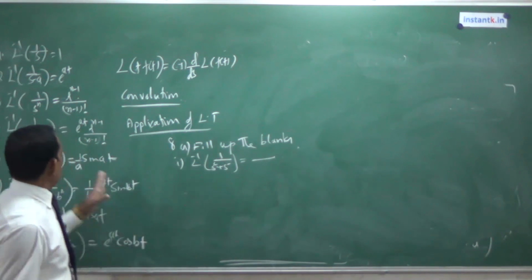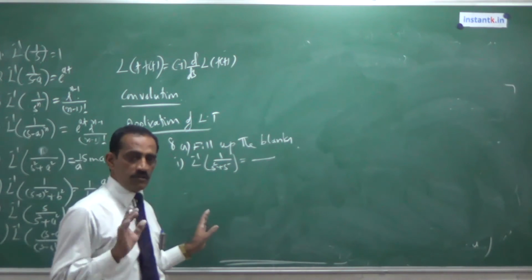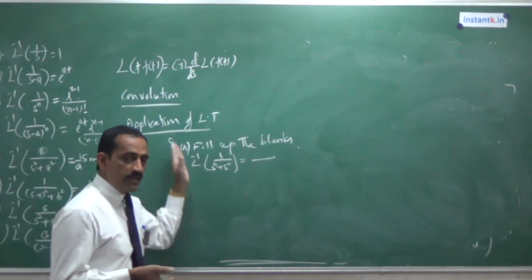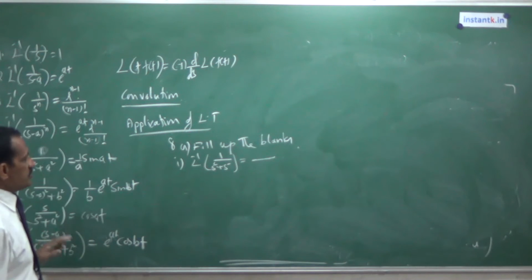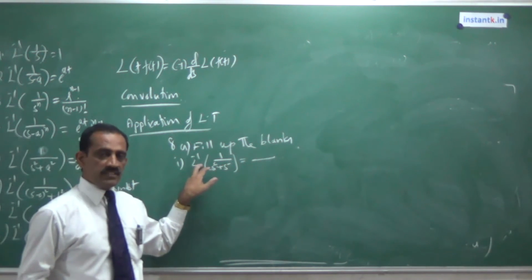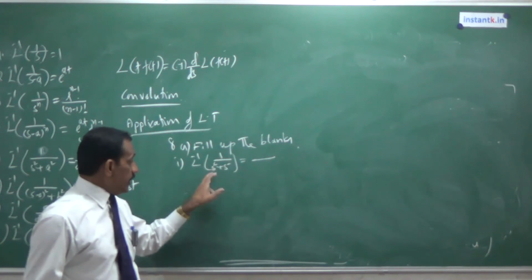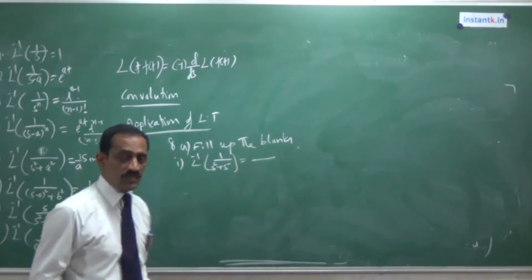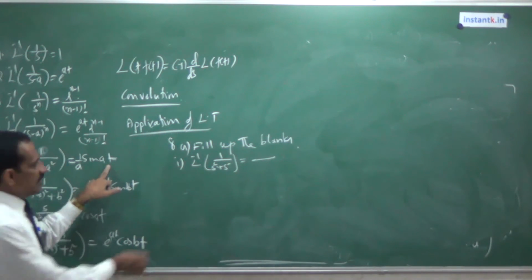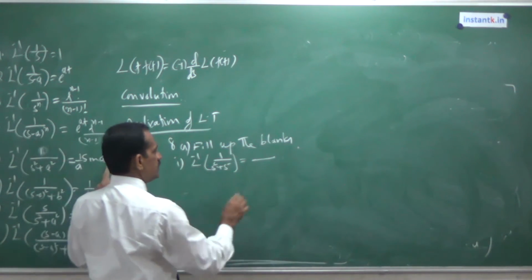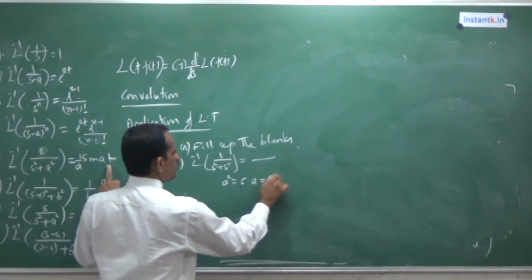For example, what result or theory do you need to understand here? Only this much: the Laplace inverse of some standard functions. This is in the form L inverse of 1 over s squared plus a squared. If 1 over s squared plus a squared is there, the Laplace inverse is 1 by a into sin a t. It is of this type. What is a here? a squared is 5, so a is equal to root 5.